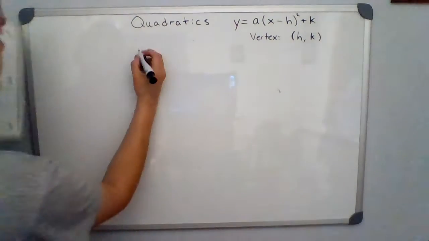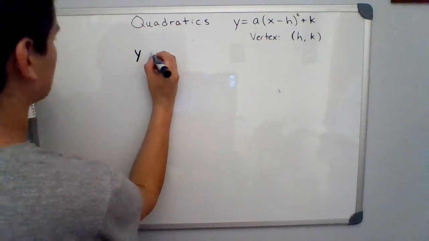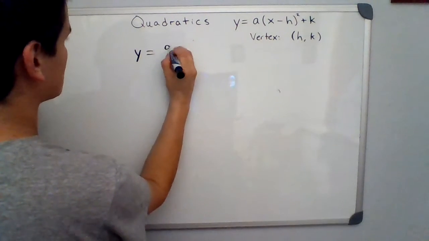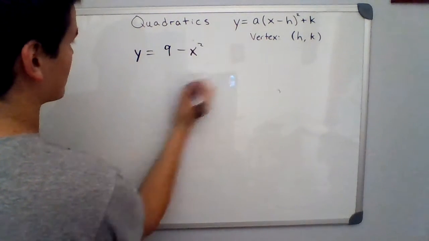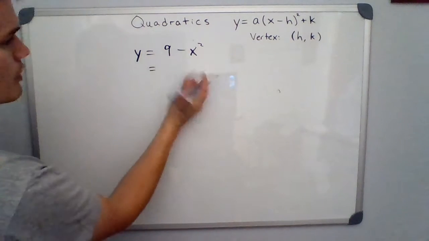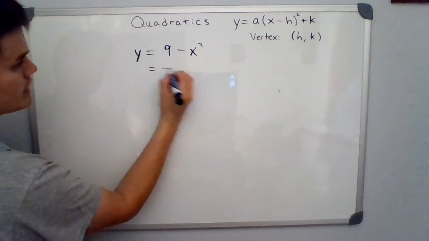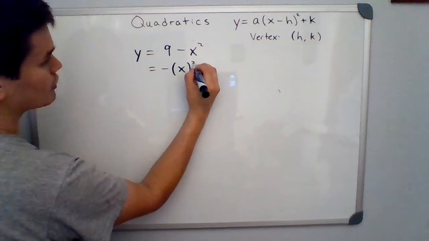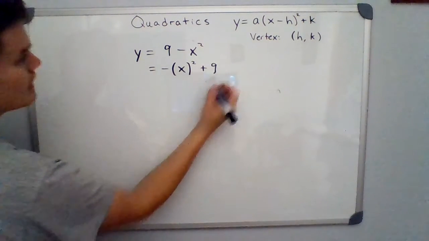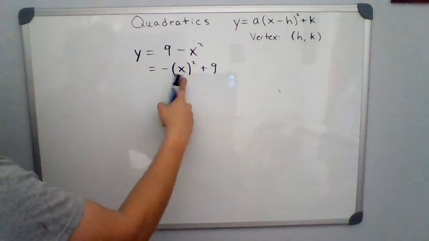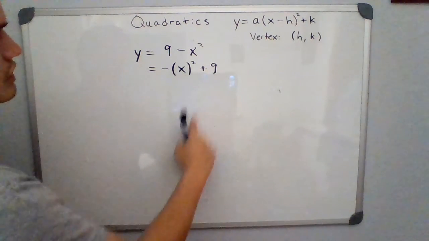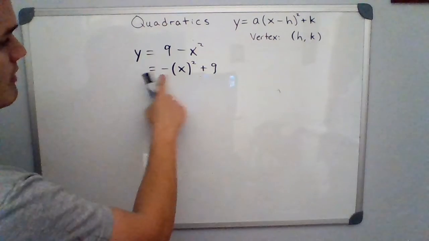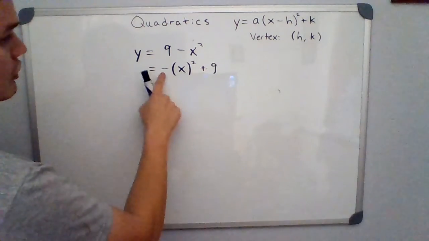I'm going to do a couple more examples. I'll do this one first. y is equal to 9 minus x squared. For this one, all we're going to have to do is factor out a -1 here. So that's negative x squared plus 9, and now it's in that form. So h is 0, I just have a translation up 9, and then the a factor is -1.